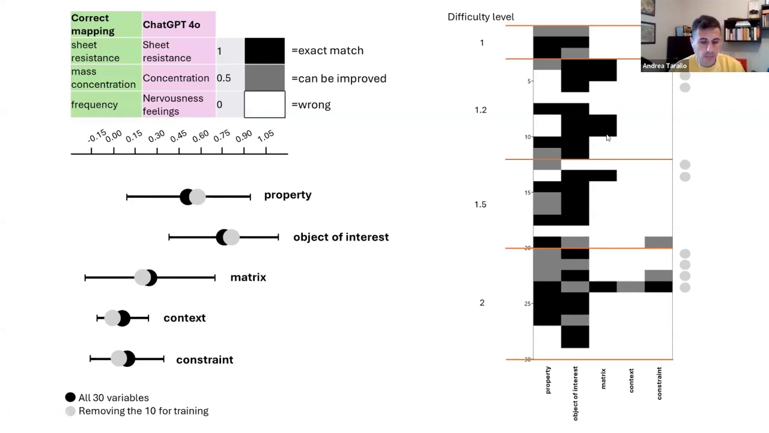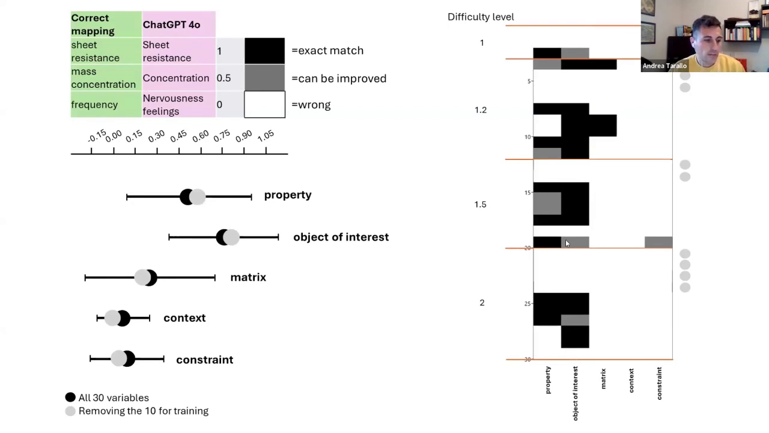On the right here, I made this matrix, which shows a bit more detail, the score of the mapping for each of the variables. In this case, they are in order of difficulty level. Black is the exact match, the gray one is those that can be improved, and white is either wrong or missing. At first sight, it seems that there is no effect of the difficulty level. And if here we remove the 10 variables that we used as training, you see that the number of correct mappings of metrics, context, and constraints drops almost completely.